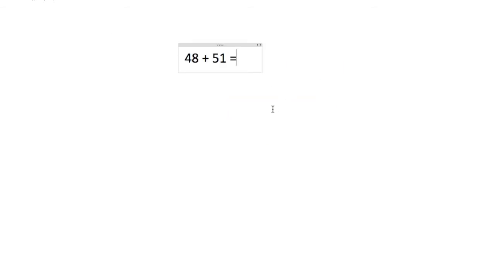So what reasonable means is we're rounding numbers, and we're finding a reasonable answer. Let's say we round 48 to 50, and we round 51 to 50. 50 plus 50 equals 100. Now, if we round it, 100 would be a reasonable answer. But if we rounded 48 to 40, and 50 to 50, that would equal 90.